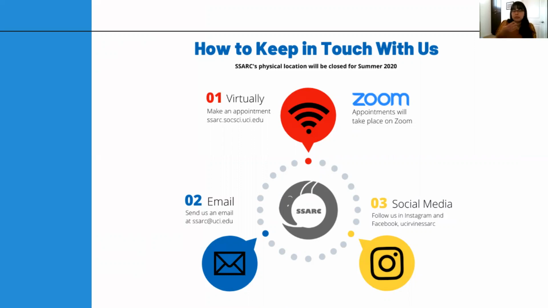Oftentimes, Patrick and I are involved in a lot of different programs within the School of Social Sciences, and we do have our part in interviewing candidates and picking the best of the best. So if you need any assistance with interviewing for various leadership positions, we can also provide you guidance there. And then just other friendly reminders, if you want to reach out to us, you can always email us at ssarc.socsci.uci.edu or follow us on Instagram and Facebook.